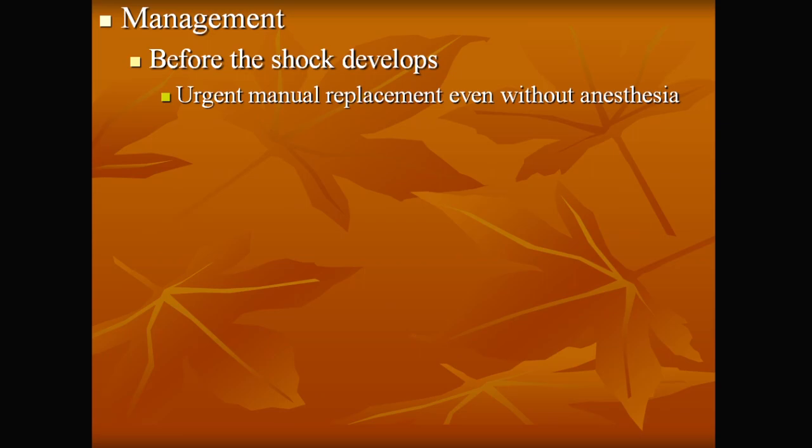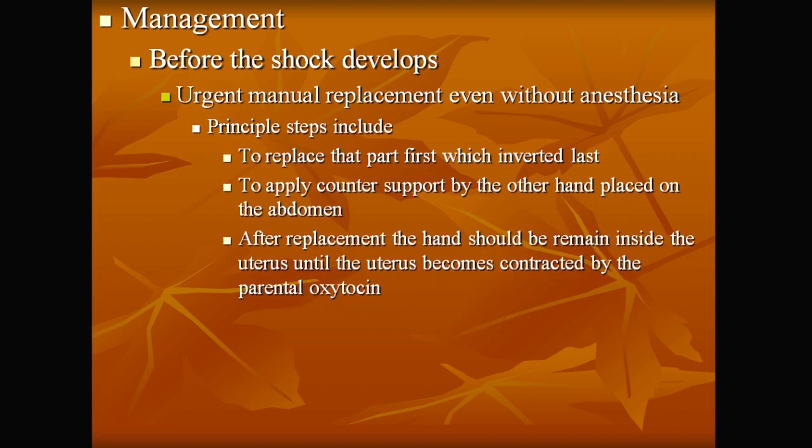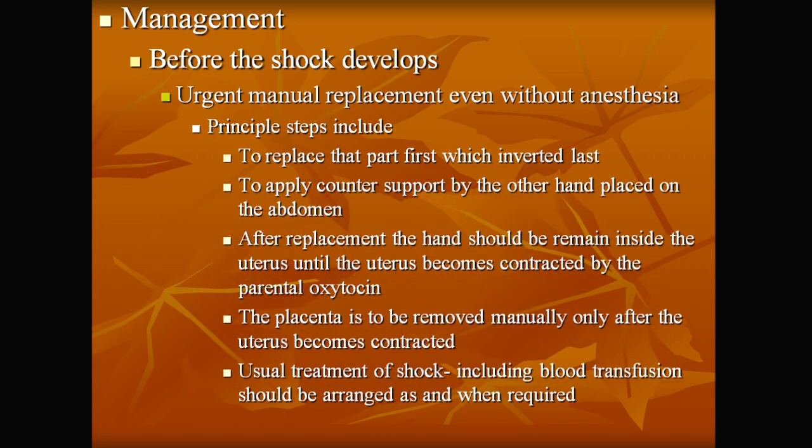Management. Before shock develops, urgent manual replacement even without anesthesia. Principles: replace the part first which inverted last. To apply counter support by other hand placed on the abdomen. After replacement, the hand should remain inside the uterus until uterus become contracted by parenteral oxytocin. If the placenta is to be removed manually, only after the uterus become contracted. Usual treatment of shock, including blood transfusion, should be arranged as when required.